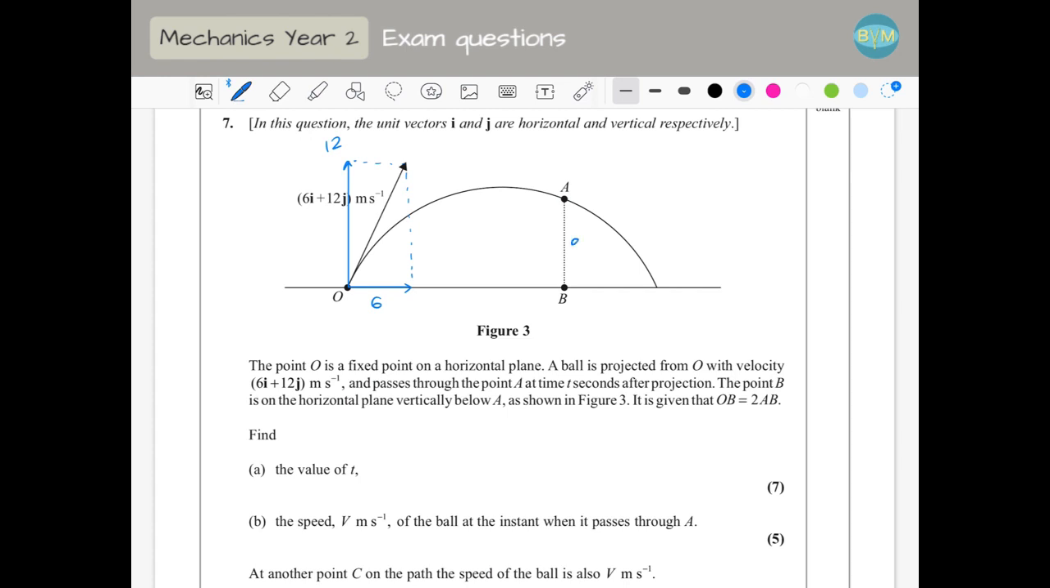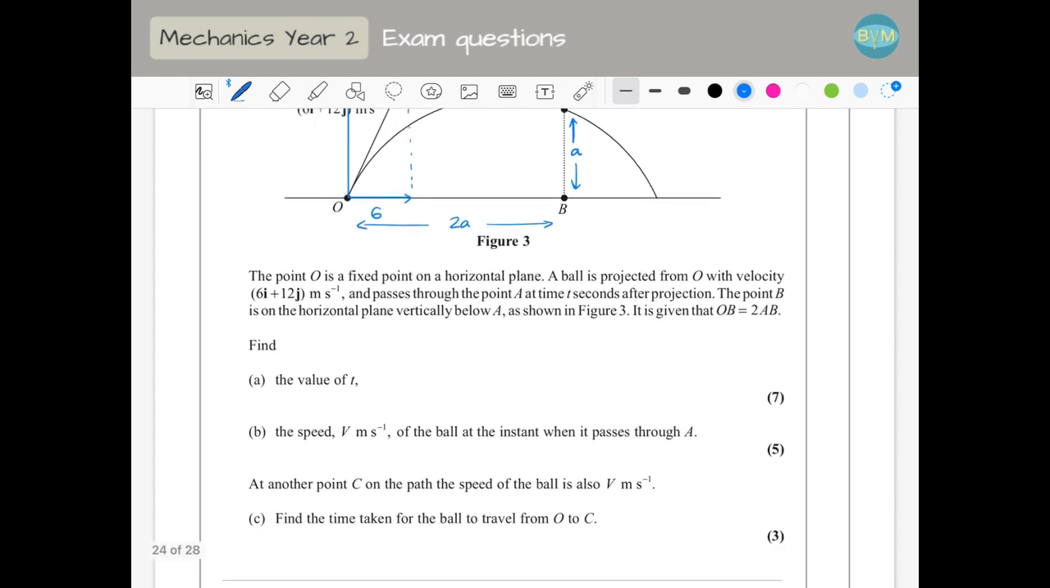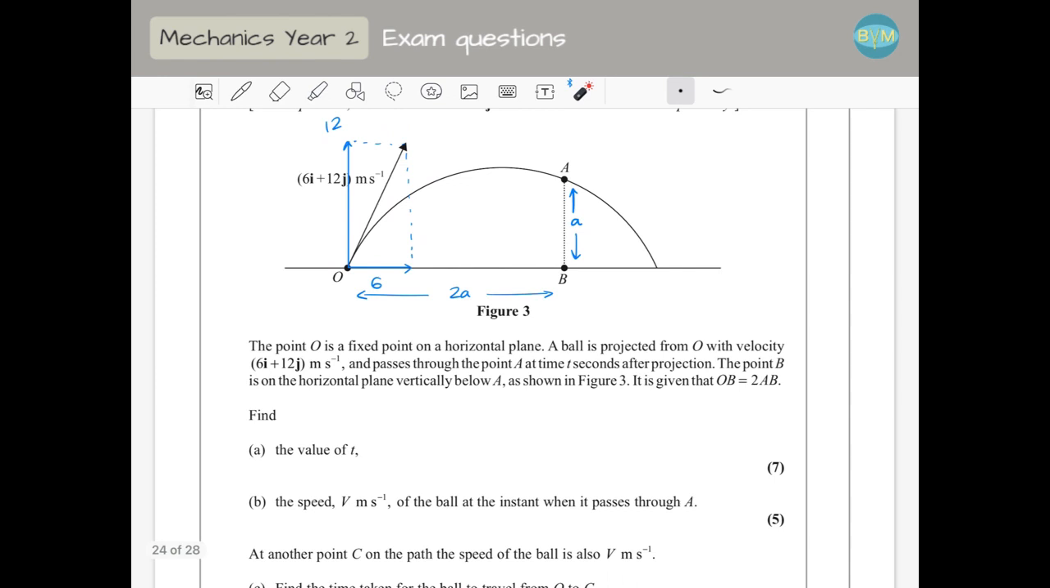So if we call this distance L, we can say that OB is 2L. We are going to use that. Find the value of t. So we need to see when the particle is at A, at time t. We are going to work with the horizontal motion, which is constant velocity equal to 6, and the vertical motion, which is under gravity.